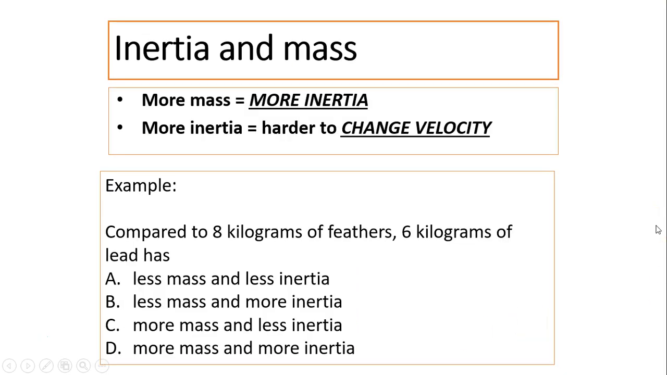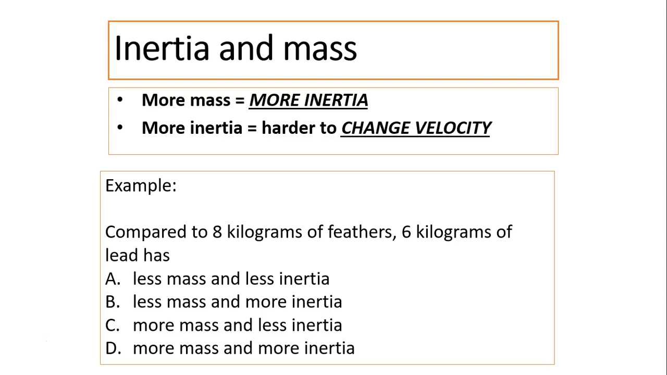So how do we measure inertia? Inertia can be measured through mass. More mass means more inertia. So more mass means it's harder to change. Think about how easy it is for you to move a little toy car and how much harder it is to push, say, a truck, because a truck has a lot more mass. So it's harder to change a truck's motion than to change a toy car's motion.